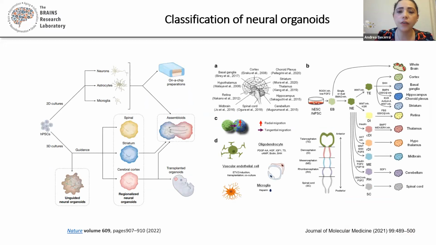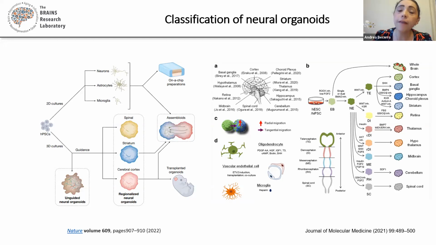What is the classification of neural or cerebral organoids? When we differentiate these iPSCs in cultures, we can get neurons, astrocytes, and microglia to put in an organ-on-a-chip preparation, or we can get 3D cultures and produce unguided neural organoids. Unguided means that we can get different areas of the brain in the same organoid, or we can produce guided organoids, or regional organoids, which means that we can differentiate specific areas of the brain. For example, spinal organoids, striatum, and cerebral cortex.